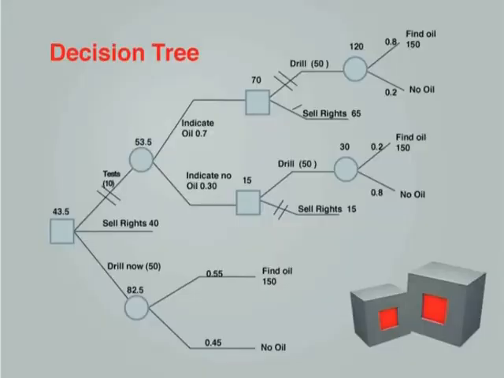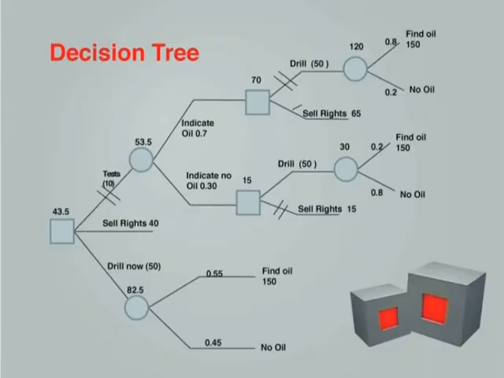However, if we have a positive result and we drill, then there is a 0.8, that is 80% chance that we will get oil out of the field, and if we get that there is a possibility of $150 million, and well, there is a 0.2 probability of not getting any oil at all, so there is a risk associated with that as well.